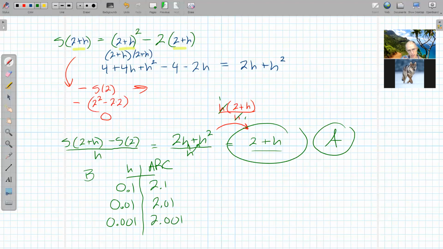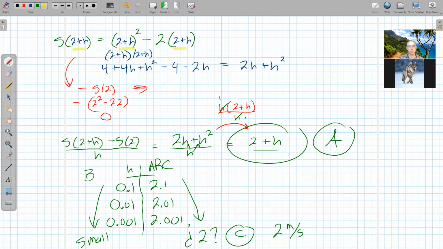2.001. And as H gets small here, right, approaches 0, it looks like the average rate of change is probably going to 2, is my guess, looking at that right there. And so that right there is my guess for part C. And if this was like distance in meters and time in seconds, then that would be 2 meters per second is the rate of change there. So we think that's the instantaneous rate of change.